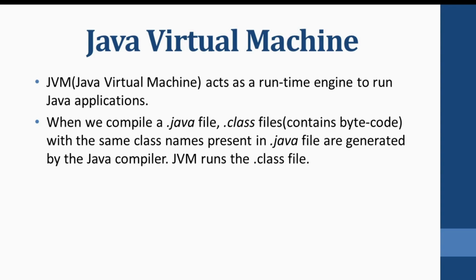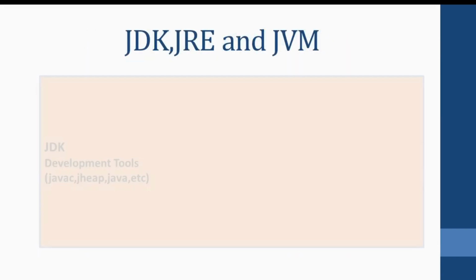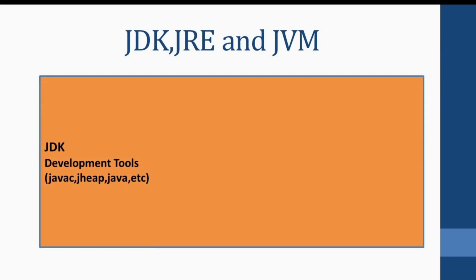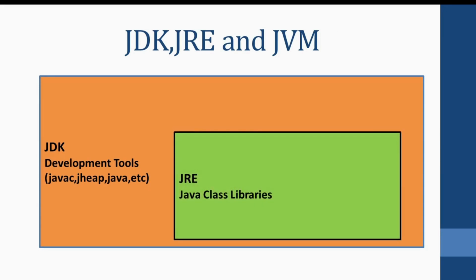Again, the JVM architecture is a different story. We will see each of these steps in the JVM architecture video, which will most probably be the next video. And again we will see each of these steps, how the .class file is processed to run our application. This is how our JDK, JRE and JVM look. So JDK contains development tools, those are javac, jheap, java, etc., many tools, plus JRE. And JRE contains Java class libraries with JVM.